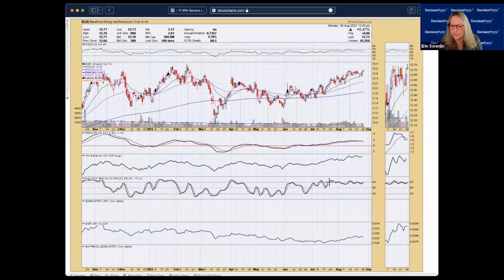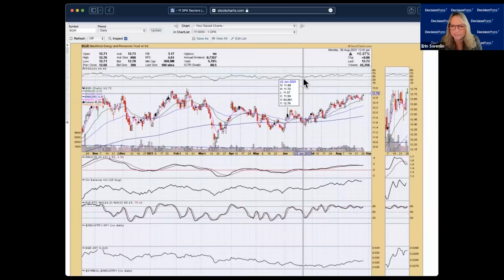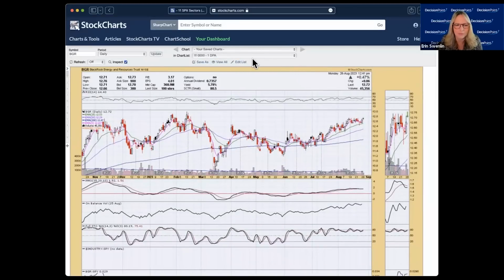Stochastic staying in positive territory. I don't see any reason why I would get rid of this one if I owned it. But I just can't get too excited for it on a buy just because overhead resistance is so darn close. Let me just see what that would be if it does get up there. Yeah, just to get to this point is only about 2.3% away. So I think your upside potential is a little bit limited, so I wouldn't be a fan.